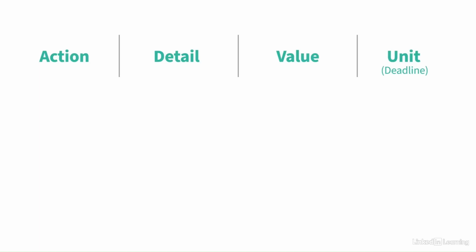Check the KPIs that you get. They might be called KPIs. They also might be called goals. Check them. Do they have an action? Do I need to increase something? Do I need to decrease something? Do I need to hold something steady? Do I need to implement something or remove something? Then the detailed explanation of what I need to do, with a value and a unit and a deadline.